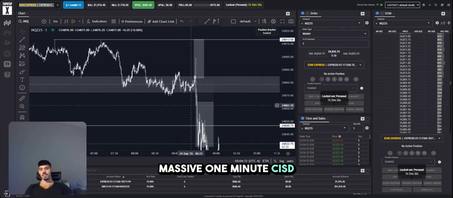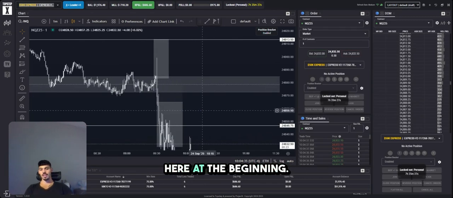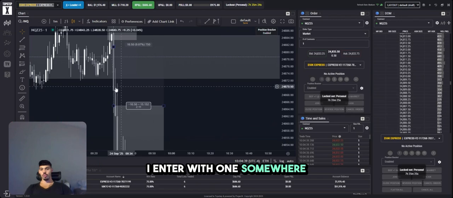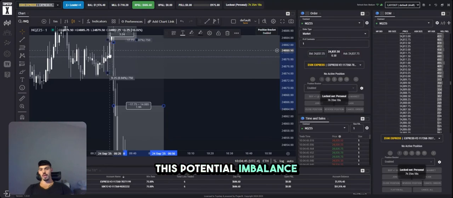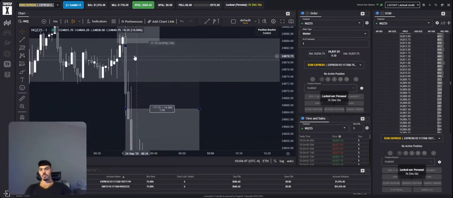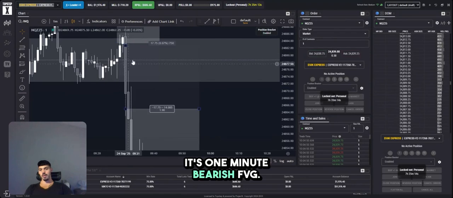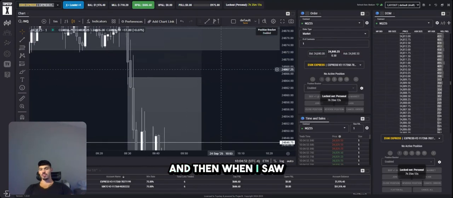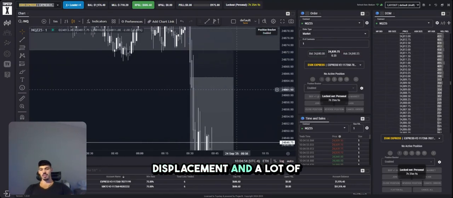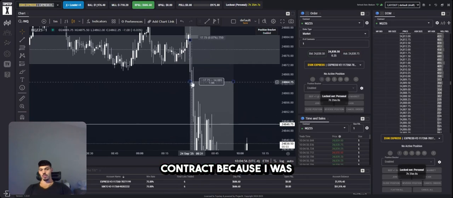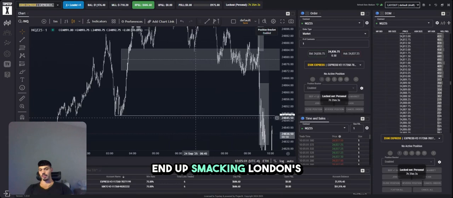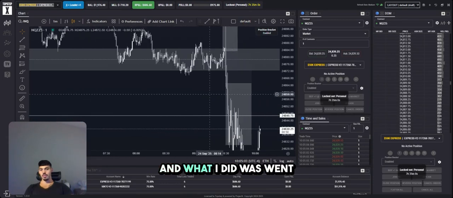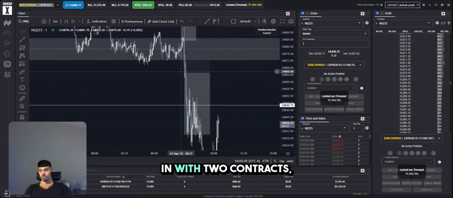Okay, massive 1 minute CISD, enter with two contracts here. At the beginning, I entered with one somewhere here at this massive CISD, and I have my stop right above this potential imbalance that we created here, this 1 minute bearish FVG. And then when I saw displacement, a lot of momentum, I added another contract because I was very certain and had a lot of conviction that we were just going to end up smacking London's lows.